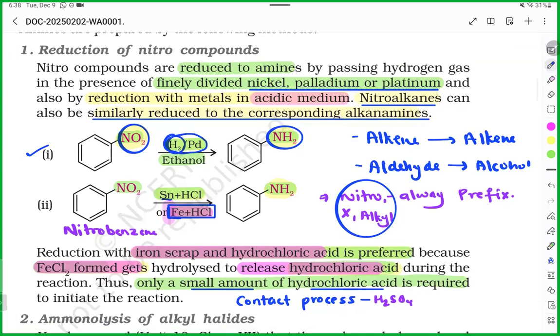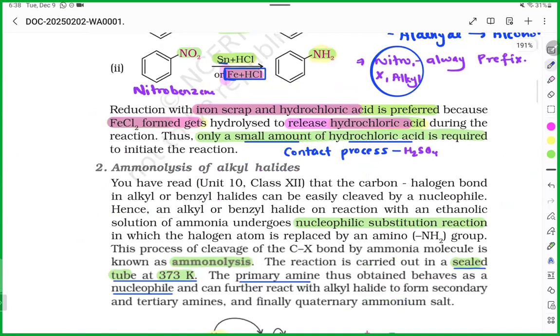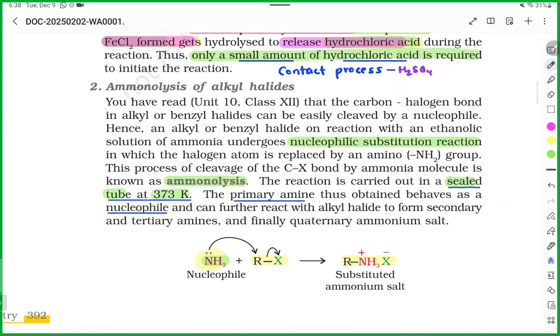Important. Always means always. Second reaction is ammonolysis of alkyl halide. As the name suggests, you have alkyl halide. Alkyl means R, halide means halogen. You do ammonolysis, means there will be ammonia. Ammonia will break down and then proceed the reaction. One important thing is it is a nucleophilic substitution reaction.